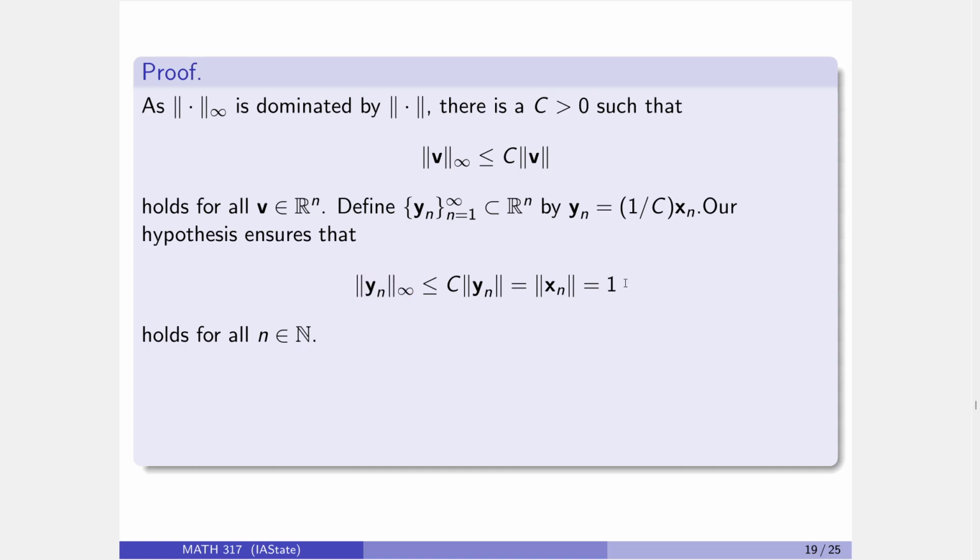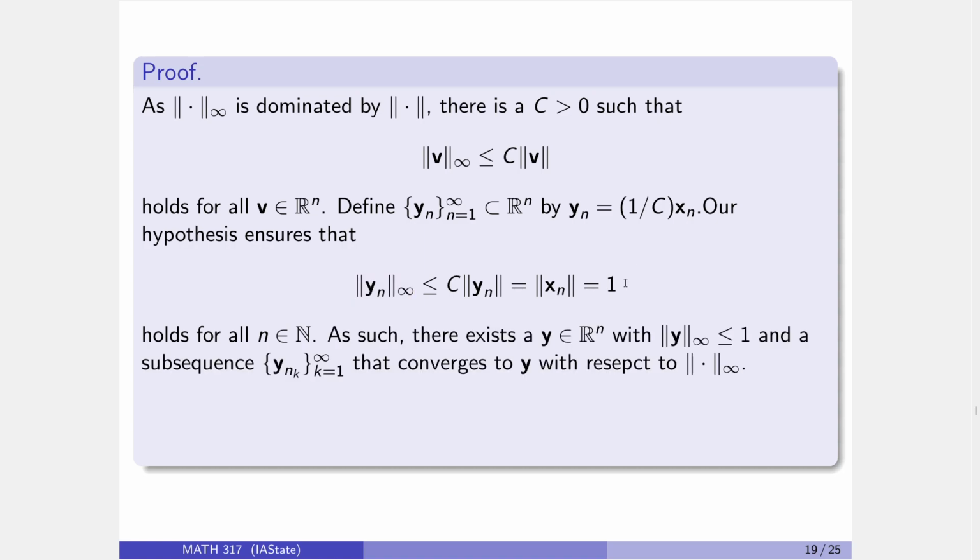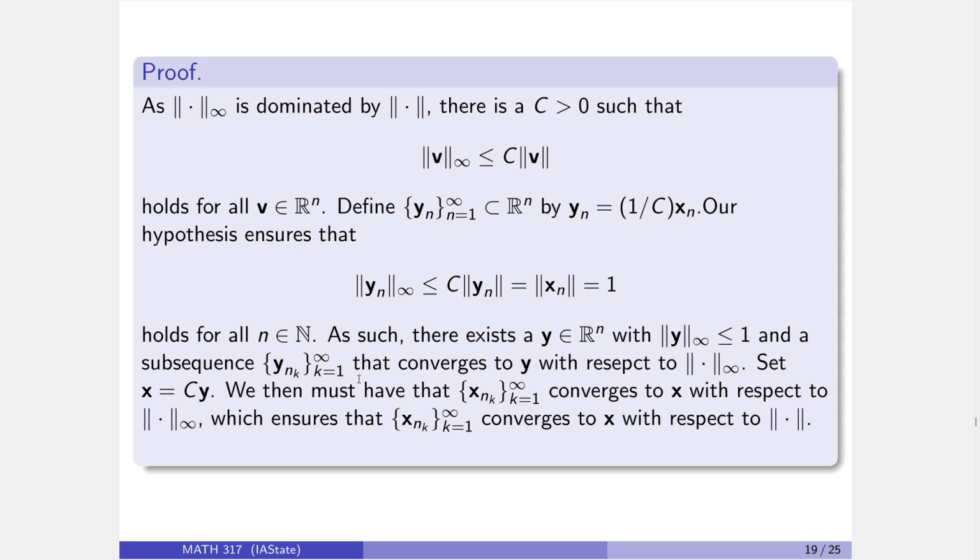Now, our hypothesis ensures that the following is true. The infinity norm of the y_n's has to be less than or equal to C times their norm. So the C comes in and cancels, that gives us the norms of the x sub n's, but that's equal to 1. So we have a sequence of elements whose infinity norm is less than or equal to 1. So we know that it is convergent. There is a subsequence that converges to some element y.